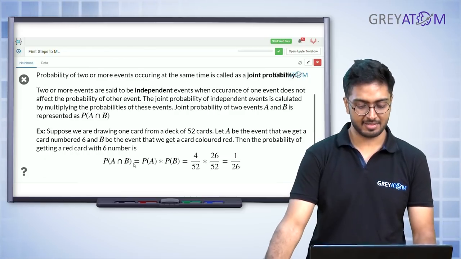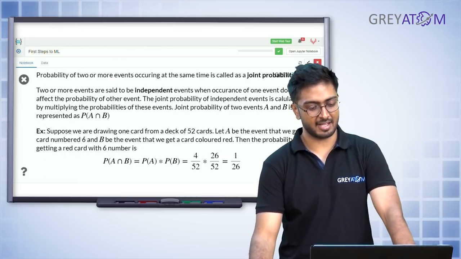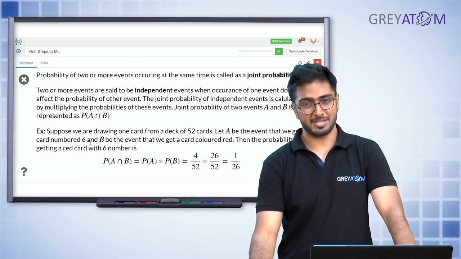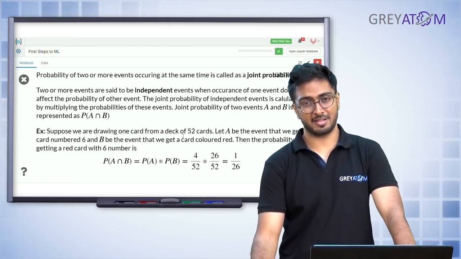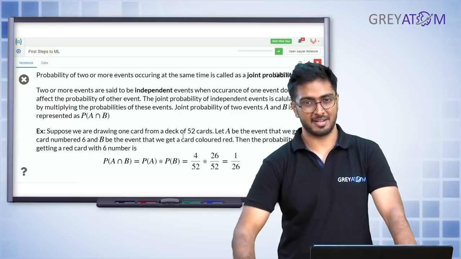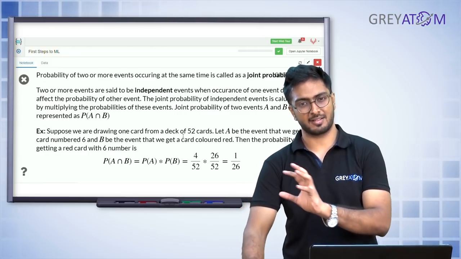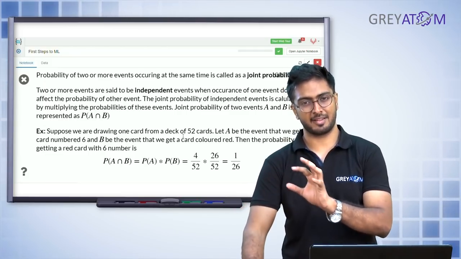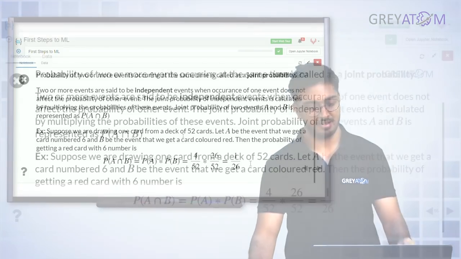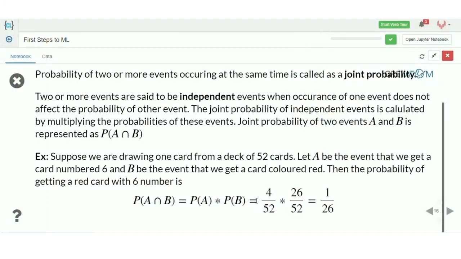So probability of A intersection B, right? A is the event that it is a card numbered 6. So how many possible options are there? There are 4 possible options of the card being numbered 6, right? So the 6 of each of the spades, hearts, diamonds, and clubs. So there are 4 possible options that the card could be number 6 out of 52 options.